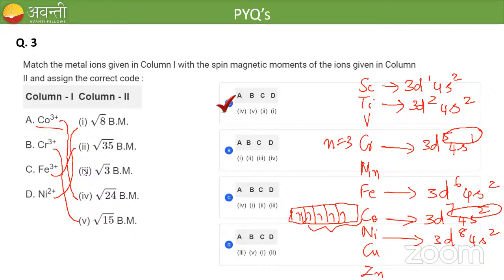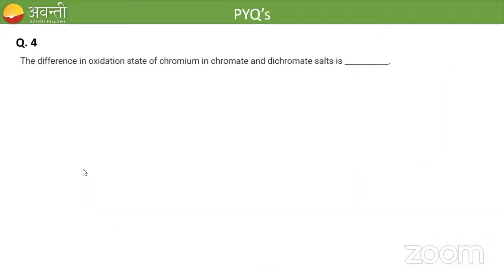So the next question is: the difference in oxidation state of chromium in chromate and dichromate salt is? Find out the answer. You need to find out the oxidation state of chromium in both the compounds and take the difference. Chromate and dichromate ion. What is the answer? It's a very easy question.